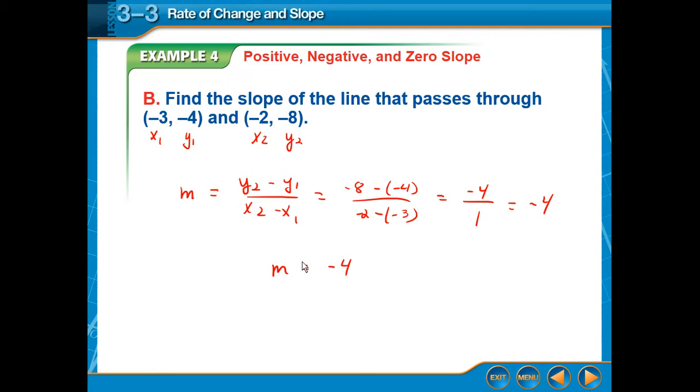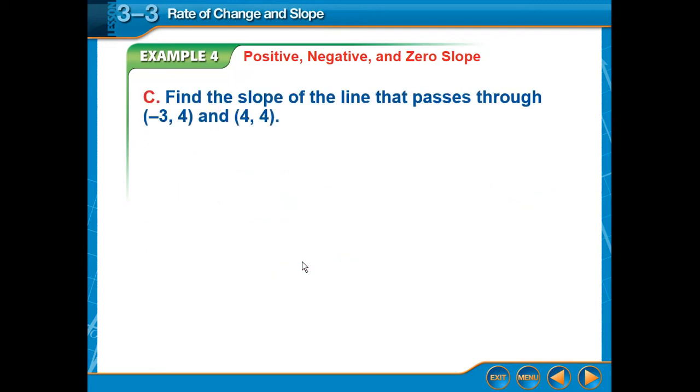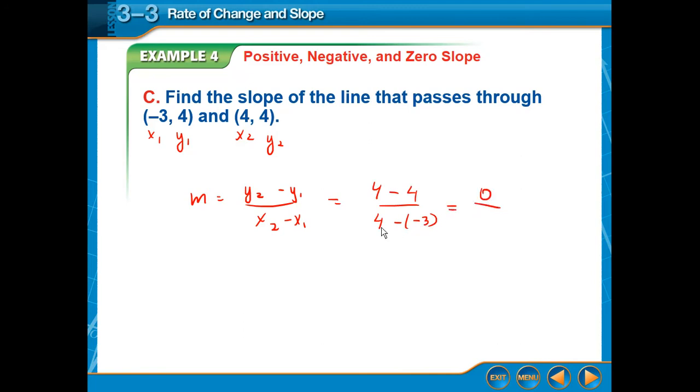All right. This one, again, we're doing the same process: x1, y1, x2, y2, m equals y2 minus y1 over x2 minus x1. y2 is 4 minus y1 is 4. x2 is 4 and x1 is negative 3. 4 minus 4 is 0, and 4 minus negative 3 is 4 plus 3, which is 7. 0 divided by 7 is 0. So in this one, m equals 0. So it has a slope of 0.